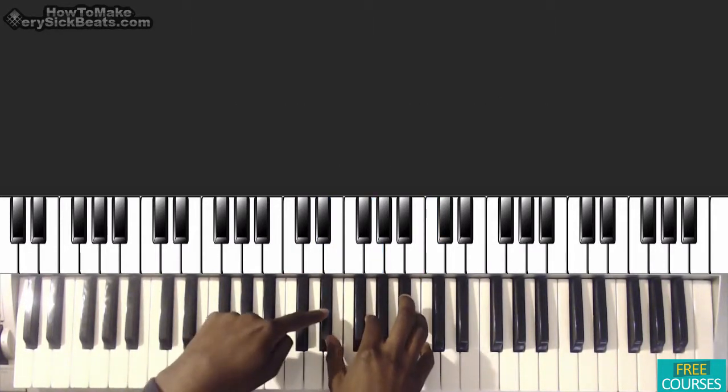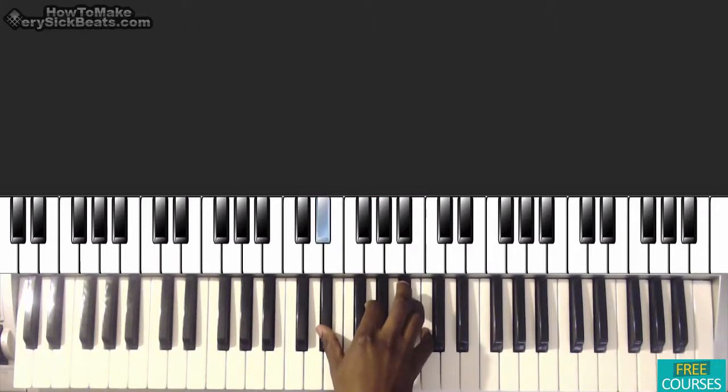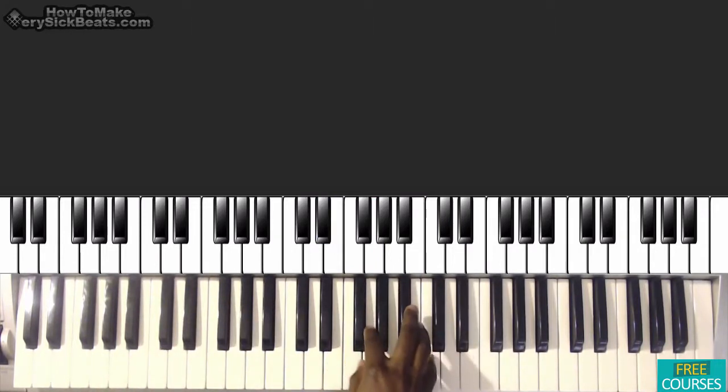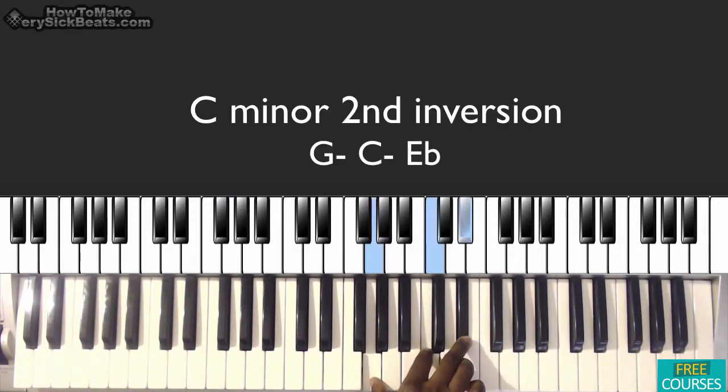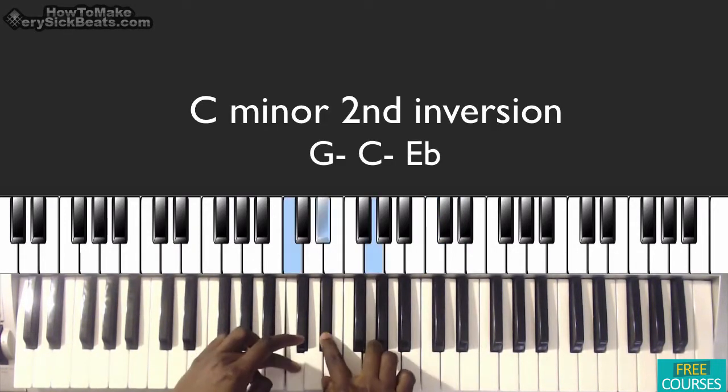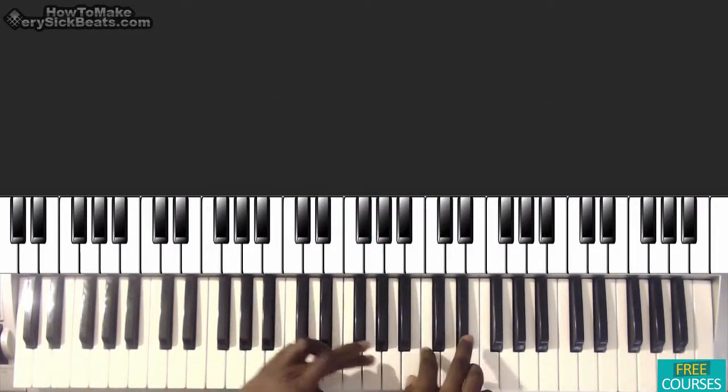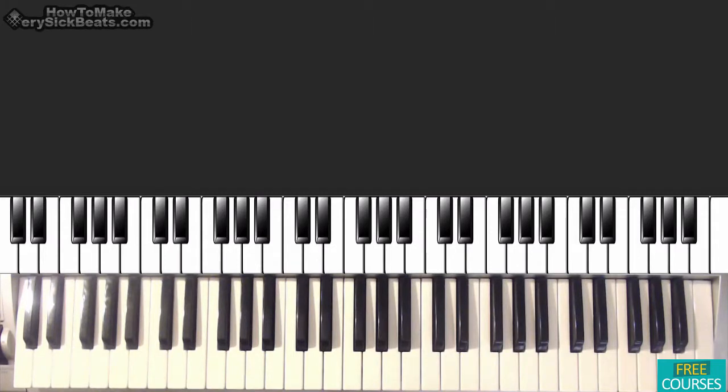So the bottom note is E flat. We want this to be the top note. So it would be C minor second inversion. First inversion, second inversion. So that opens up a lot of opportunities to have more chords. Try it out.